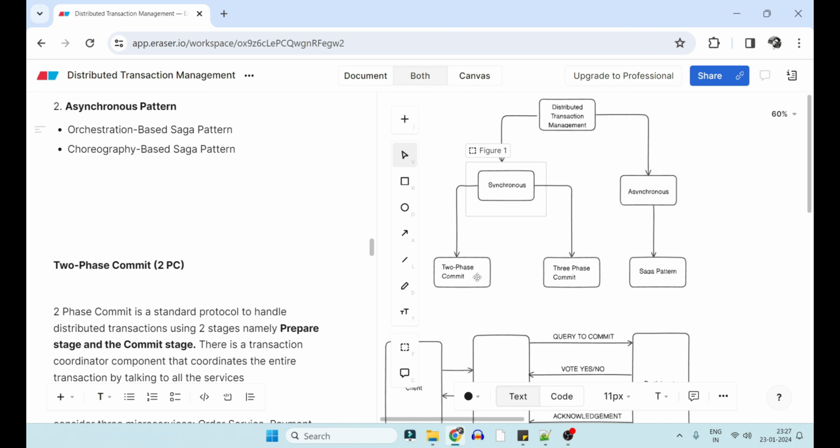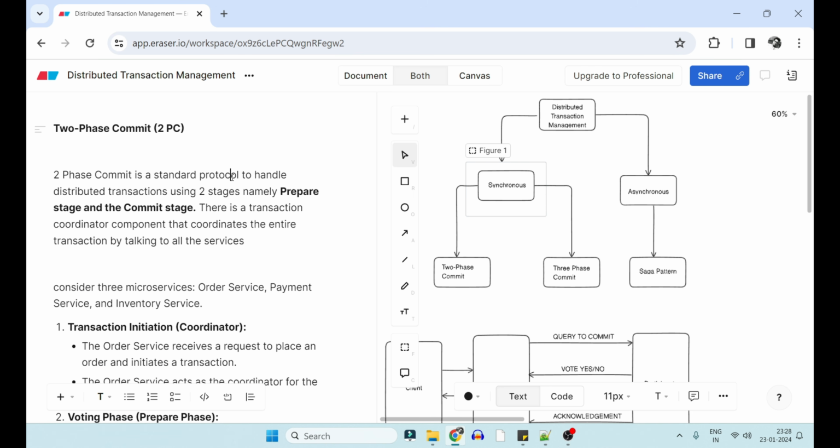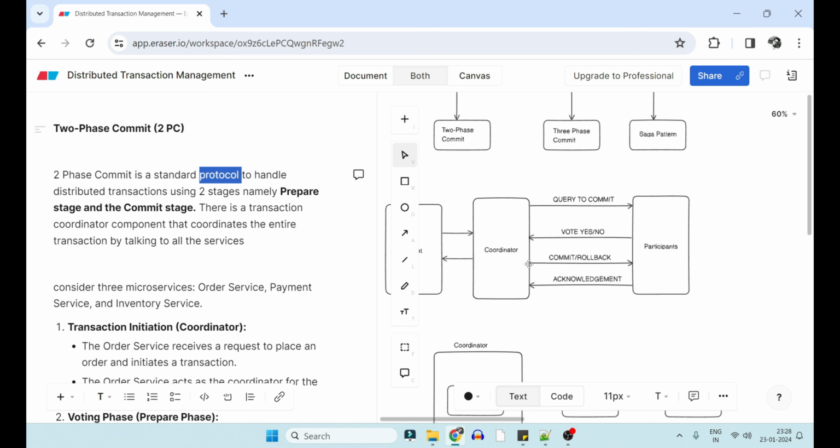So let's first see the two-phase commit, which is a synchronous way of distributed transaction management. The two-phase commit is a protocol. So it's just a protocol, the way of doing things. It's not the code implementation. So it's a protocol to handle the distributed transaction using two stages. As the name says, two-phase. The first phase is the prepare phase and the second phase is the commit phase. So let's see the phases here.